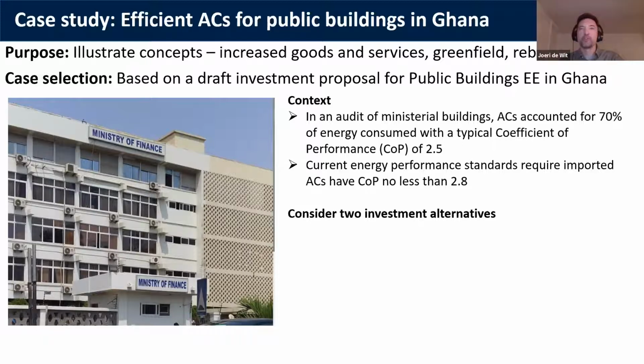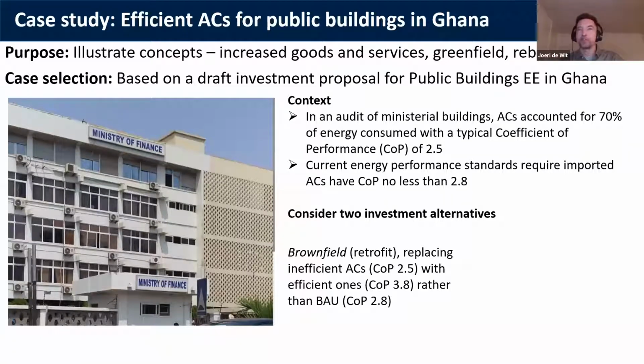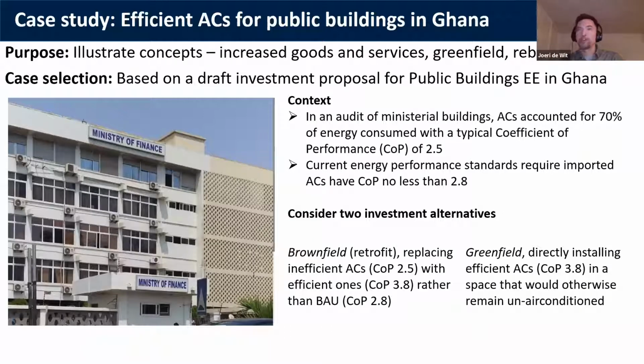So consider two investment alternatives. On the one hand, there's a brownfield retrofit replacing inefficient ACs with efficient ones, rather than a business as usual AC. On the other hand, a greenfield investment directly installing efficient ACs in a space that would otherwise remain unairconditioned. So I'm sort of mixing two examples here, which might be a little bit confusing, but it's just to illustrate some of the concepts.